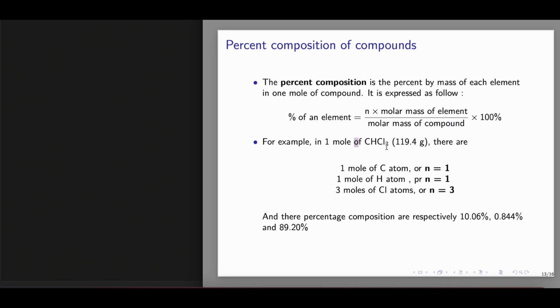For example, for 1 mole of CHCl3, which has a mass of 119.4 grams, in 1 mole of this compound we have 1 mole of carbon, 1 mole of hydrogen, and 3 moles of chlorine atoms.